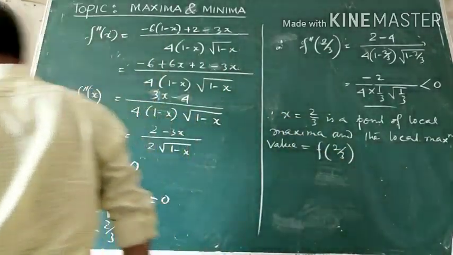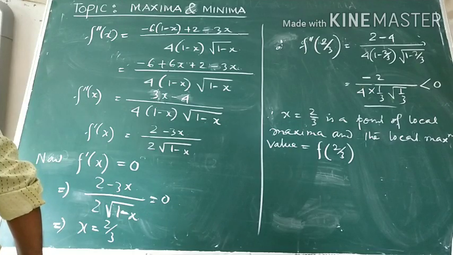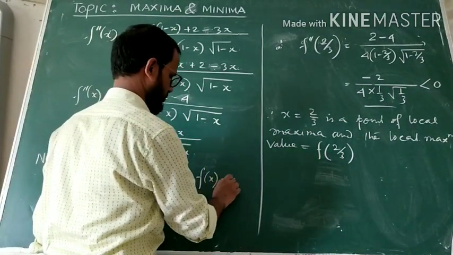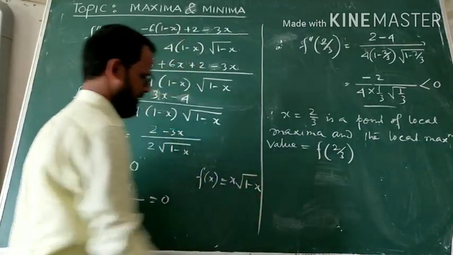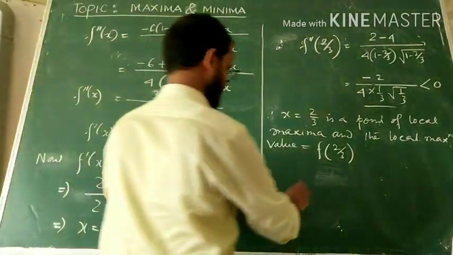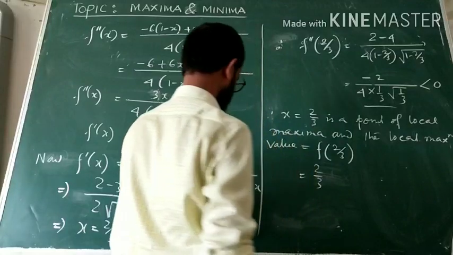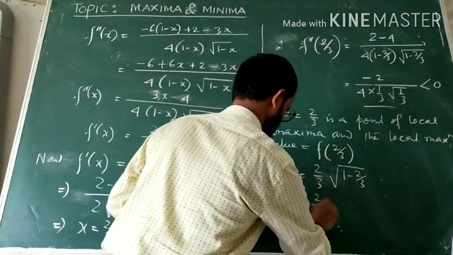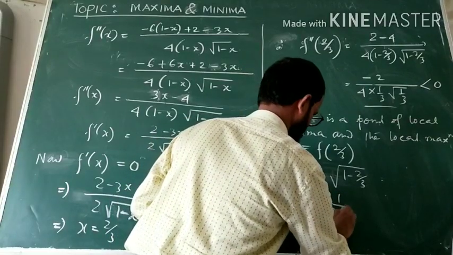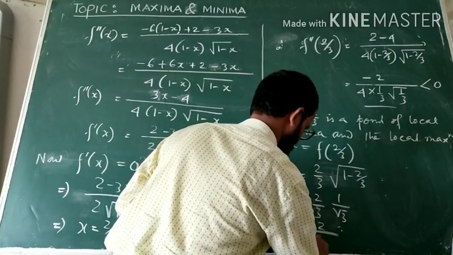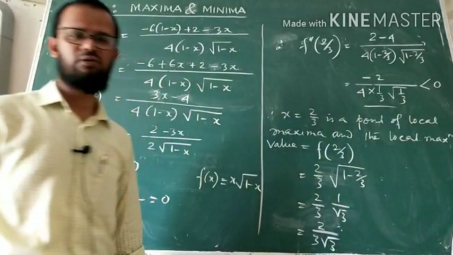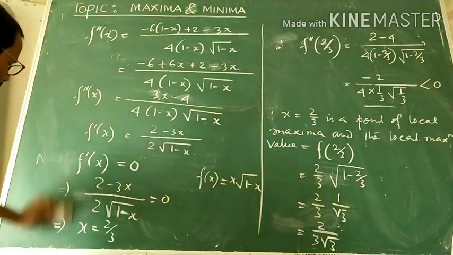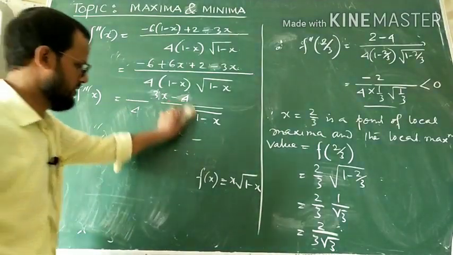And what is your fx? Fx is x into root over 1 minus x. So put the value here, 2 by 3 into root over 1 minus 2 by 3. Finally 2 by 3 into 1 by root 3. So the answer is 2 by 3 into root 3. This is the local maximum value. I hope you understand. So in this way you have to solve the questions.